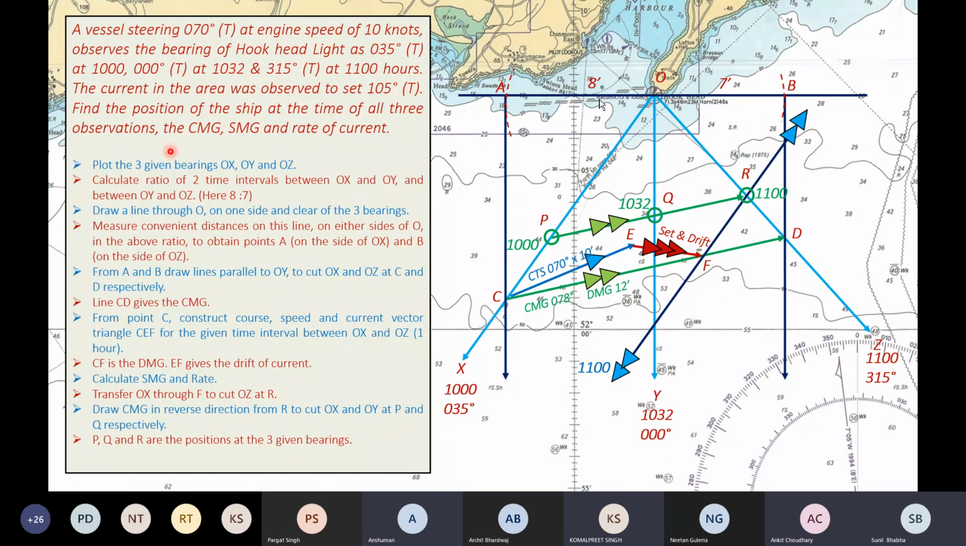Sir, if we transfer the third bearing line at 1100 to point F, and wherever it cuts OC, can we get the position of 1000 hours? Ask again once. You are transferring the third PL to which point? We are transferring the third PL to point F, and wherever it will cut OC, the first bearing line, that will be the 1000 hour position, I guess.